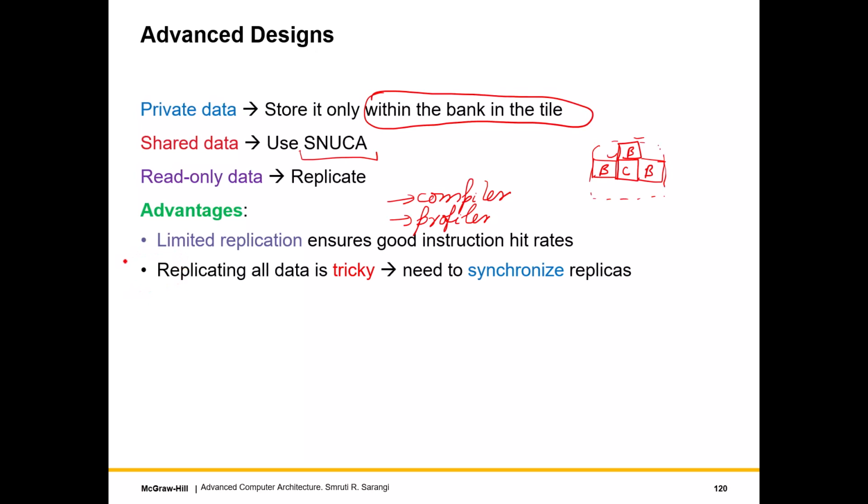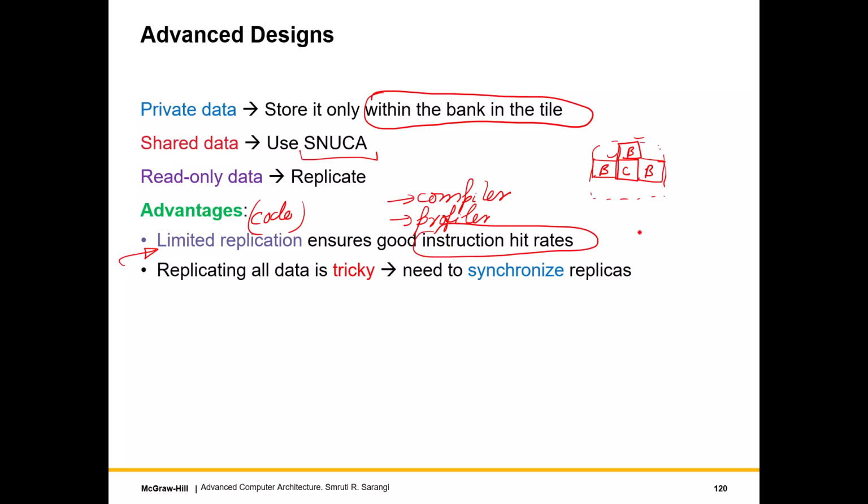So of course, there are some more advantages that we can accrue from here. We clearly know that code is read-only, right? Unless of course, it's one of those advanced programs that modify themselves, code is mainly read-only. So limited replication ensures a very good instruction hit rate. Given that it is important to make access to code instructions as fast as possible, the instruction hit rate is very important. The performance is very sensitive to this.